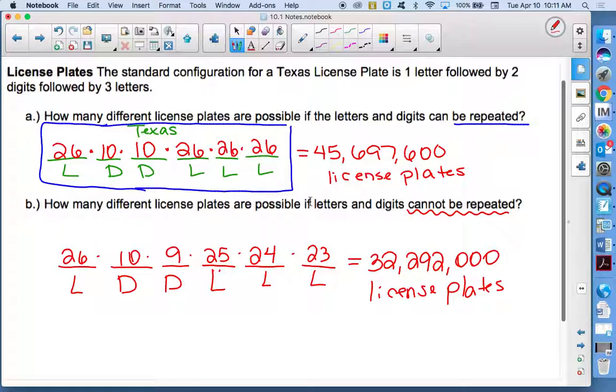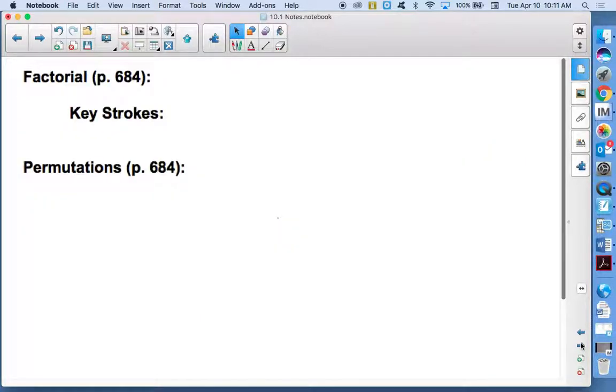Questions? So we could figure this out for cell phone numbers in the 412 area code. We could figure out how many different options there could be for those numbers to exist. So that is the counting principle, where you're multiplying options, choices together. The other thing we're going to look at today is called a permutation.